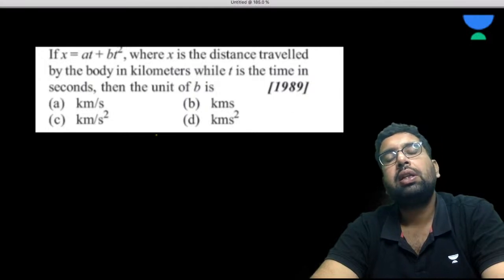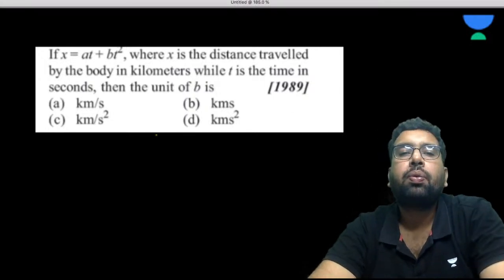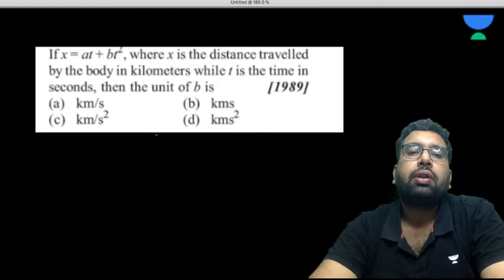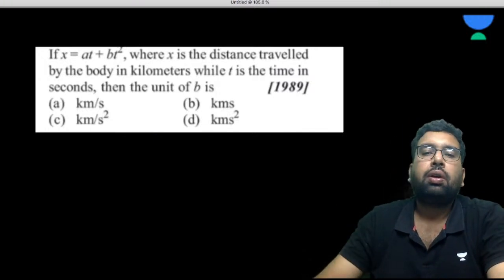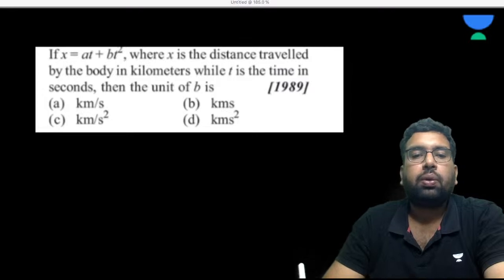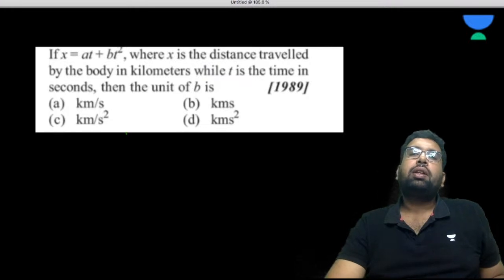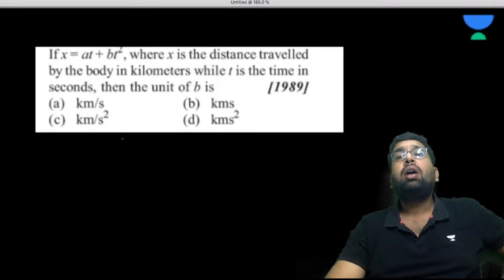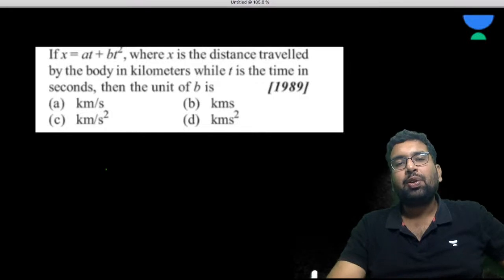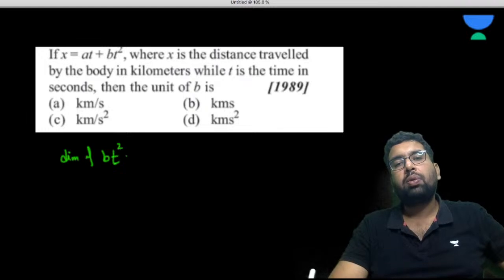So how can we do it? It says if x is equal to 80 plus bt square, where x is the distance traveled by the body in kilometer, while t is the time in second, then the unit of b is. So what do we know, sir? We know that in an equation, the dimension of the left hand side has to be equal to the dimension of the right hand side. Absolutely, sir. So what is going to be the dimension of bt square? The dimension of bt square is going to be equal to the dimension of x.